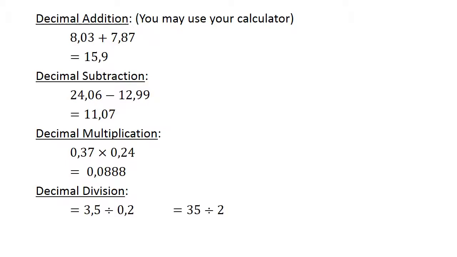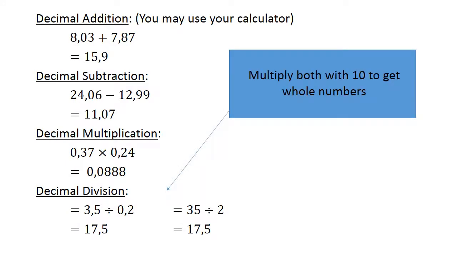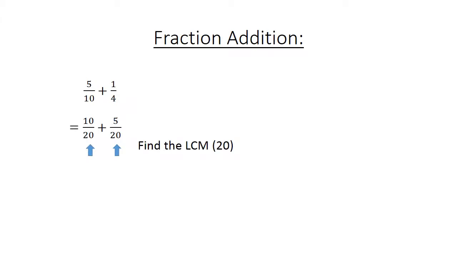Decimal division, 3,5 divided by 0,2. Multiply both with 10 to get whole numbers. 35 divided by 2 equals 17,5. Fraction addition, 5 over 10 plus 1 over 4. Find the lowest common multiple, 20. 10 over 20 plus 5 over 20 equals 15 over 20 equals 3 over 4.